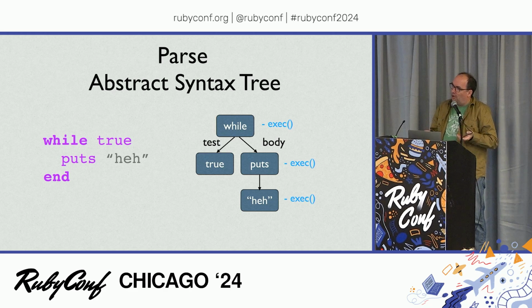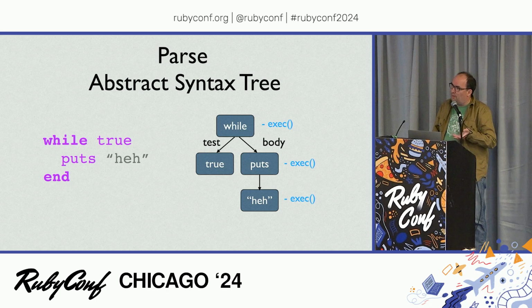But in all programming languages, you translate the text of your language. I shouldn't say all. Nearly all languages, you translate the text into a data structure. It's almost universally an abstract syntax tree. So here's a snippet of Ruby. When this gets parsed, it'll construct a while node, and then there'll be a Boolean node for the test, and then there'll be a call node with the puts in it, and so forth.